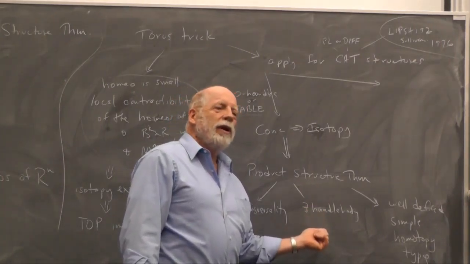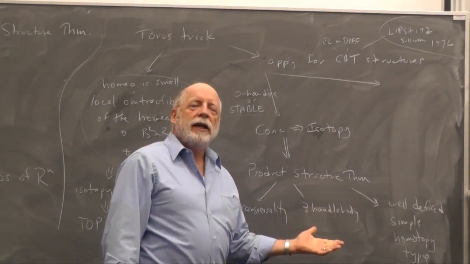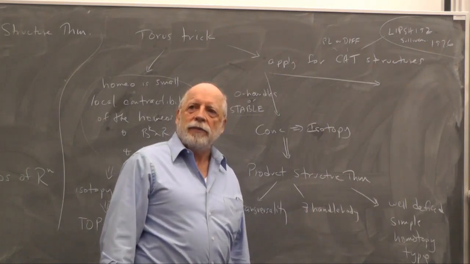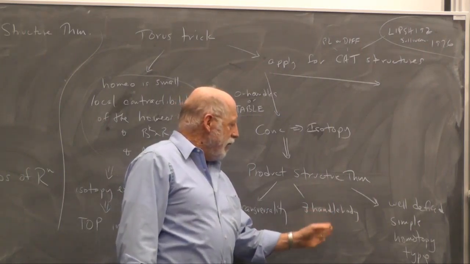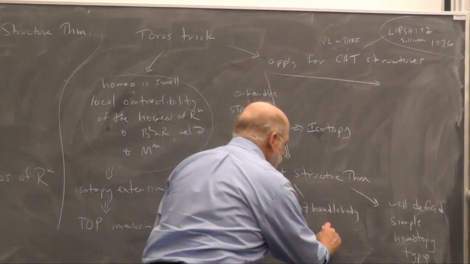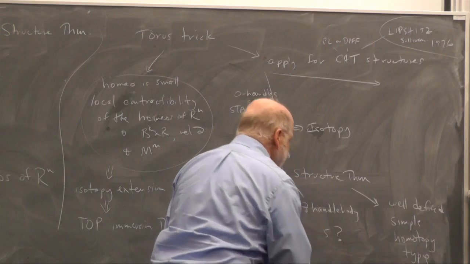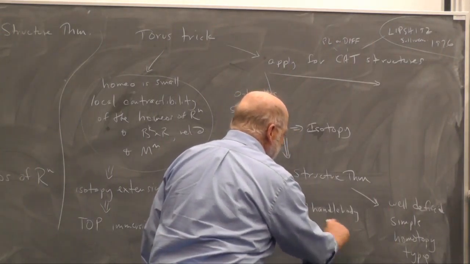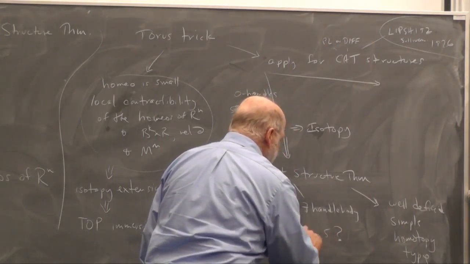So dimension four, if it's smooth, of course it's a handle body. And if it's not smooth, it can't be a handle body. So that's settled. And in dimension six or higher, everything is a handle body. But five, I'm not sure. I don't know what I said last time, but I might have been mistaken. And dimension five is a question mark.